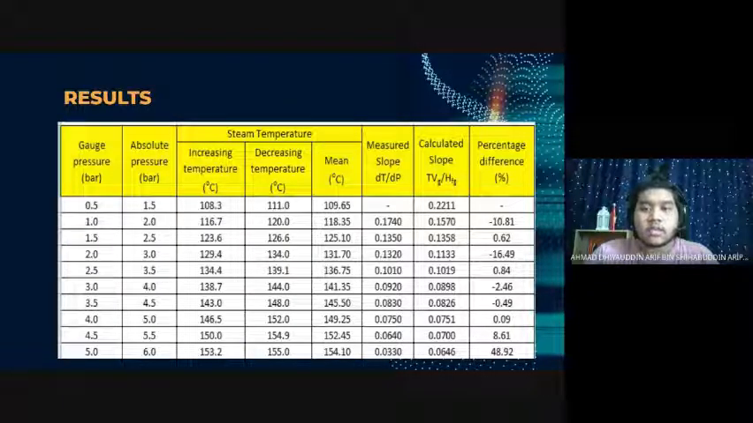As we can see, the table consists of a few elements that we either measure or need to calculate. Here we have gauge pressure, which is in bar, absolute pressure, which is also in bar, increasing temperature, decreasing temperature, and mean temperature, which is in Celsius. Next, we have measured slope and calculated slope, which we will show how to calculate later. And last but not least, percentage difference.